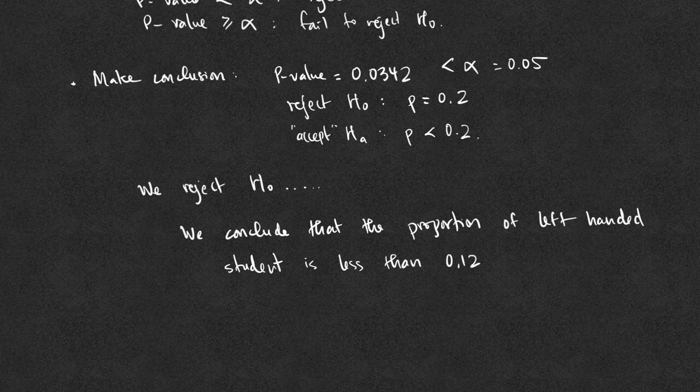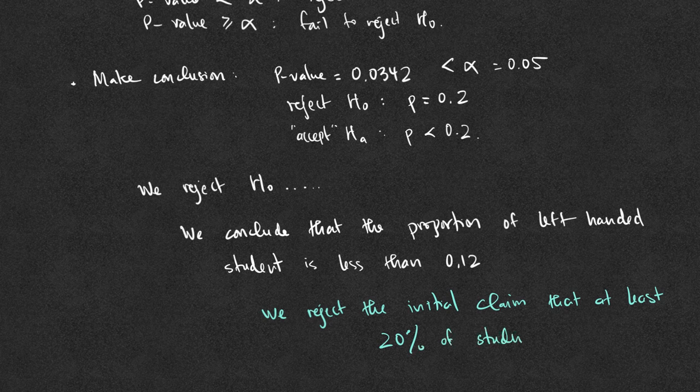Assuming that, again, the null hypothesis is true, when we carry out the test, we reject the initial claim here because the initial claim is that the proportion of left-handed is at least 20%, but we found that the proportion of left-handed is less than 0.2, and 0.12 is not greater than or equal to 20%. We conclude that this initial claim is invalid. And so again, the hypothesis test is used to determine the validity of a claim.